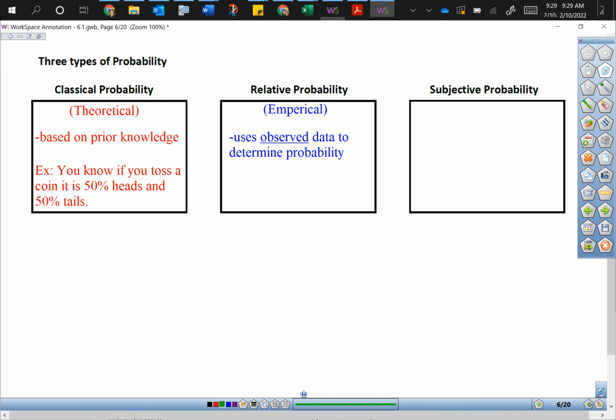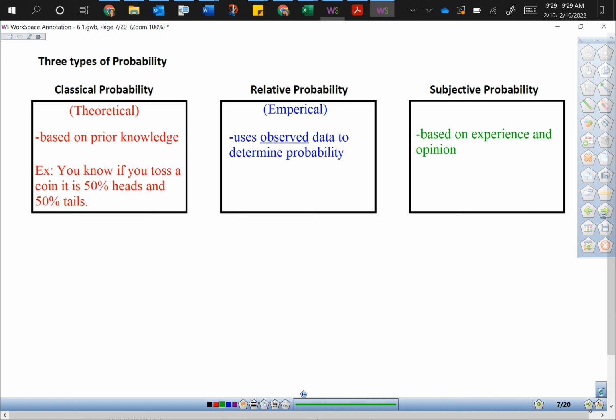Now the final one is subjective probability. Subjective probability is based on experience and opinion. When I say based on experience and opinion, that doesn't mean it's not reliable. That just means it really has no data to back it up.